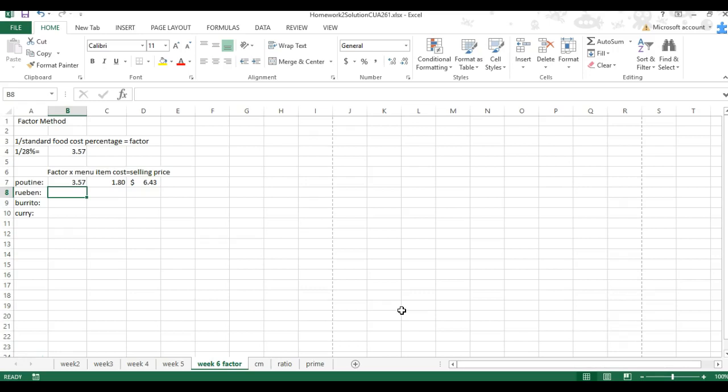So we're going to use this assignment as we're just going to take, for example, last Friday's sales for 4 menu items, and we're going to price it using the 4 different methods that we learned this week. So the 4 different methods: the factor method, the contribution margin method, ratio pricing method, and then the prime cost method. So using the information below, please complete the following.